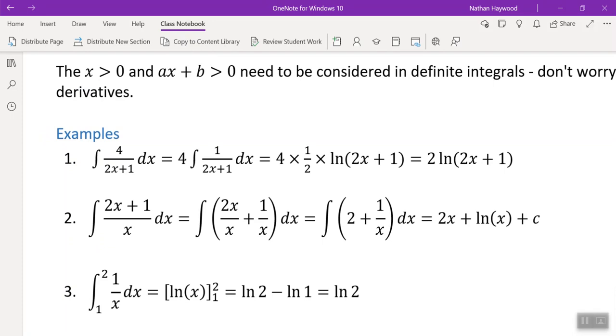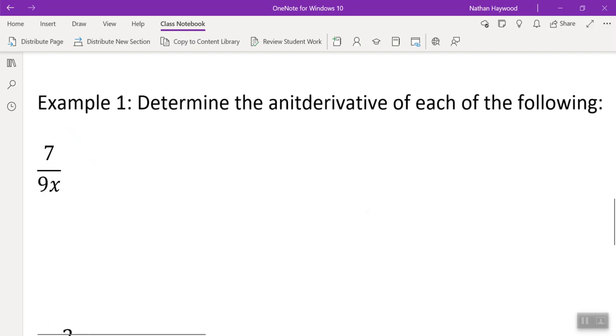Can I just bring your attention to this? So x is greater than 0 and ax plus b is greater than 0 needs to be considered for definite integrals, okay? So today I'm not going to do any definite integral examples, but have a look at that third one. You can see that's a type of definite integral example where we're subbing in numbers. There's no plus c, as you guys remember, for definite integrals. Any questions?